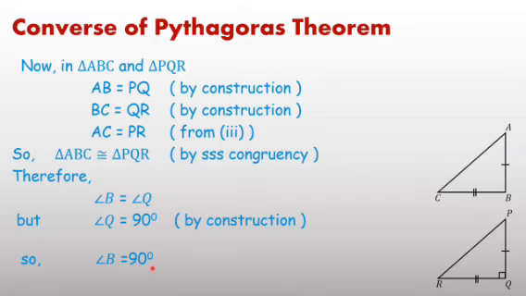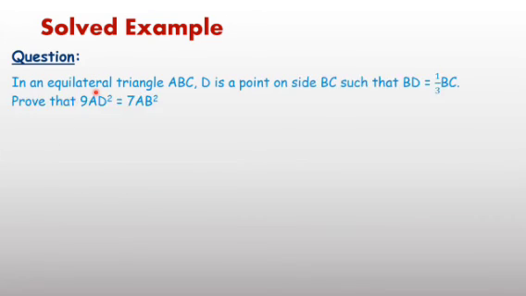Now next, some solved examples which are important on these theorems. First example: in equilateral triangle ABC, D is a point on side BC such that BD equals 1 upon 3 BC, and you have to prove this result: 9 AD square equals 7 AB square.